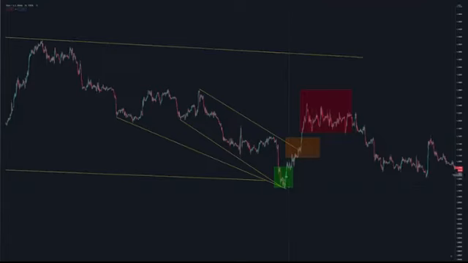But as you can see, we exploded to the upside, and then we didn't give any kind of nice flags in this area here. However, if we were to have given a 15-minute or a 1 hour flag, then that's absolutely perfect. A nice tight flag there would have sufficed.